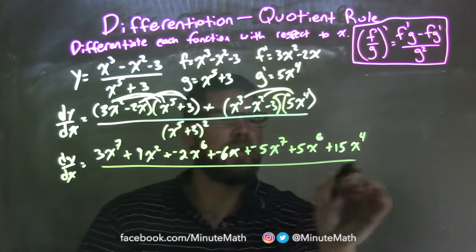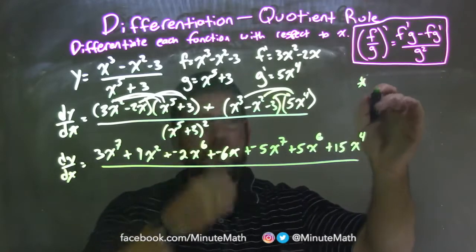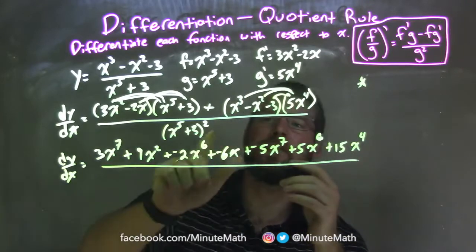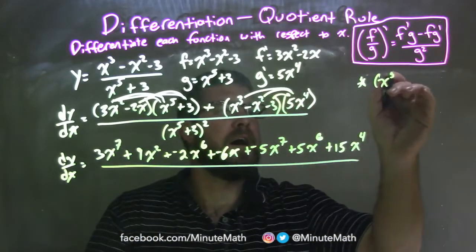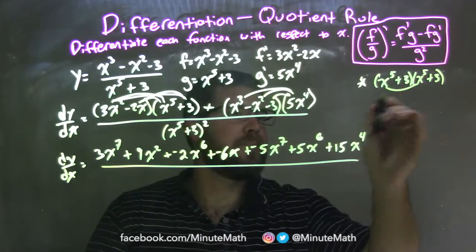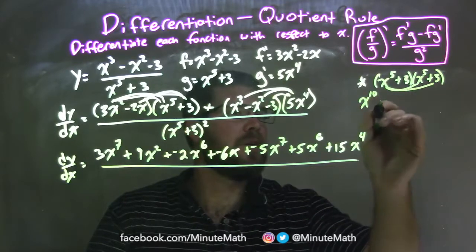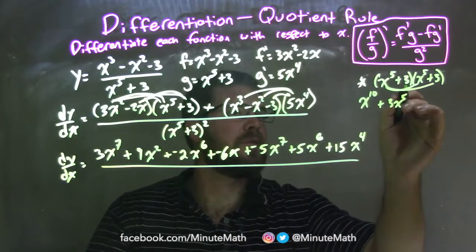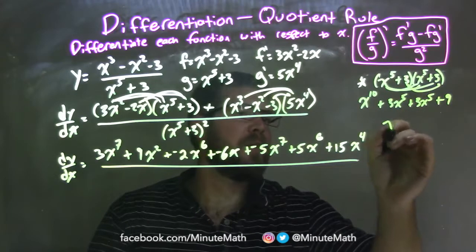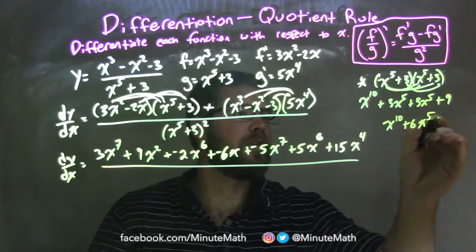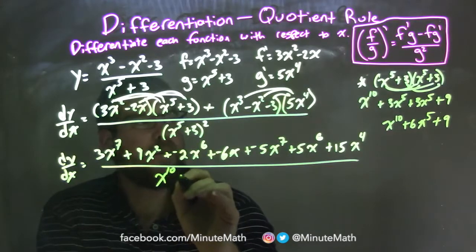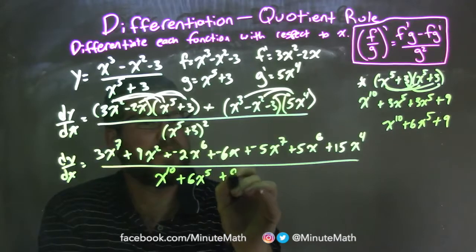Okay? Now that denominator there, I can simplify it. I like to write on the side here. Let's go multiply x to the 5th plus 3 times x to the 5th plus 3, because it's squared right there. Multiply that out. We have x to the 10th plus 3x to the 5th plus 3x to the 5th plus 9. And that comes out to be x to the 10th plus 6x to the 5th plus 9. Okay? So I'm writing down here x to the 10th plus 6x to the 5th plus 9.